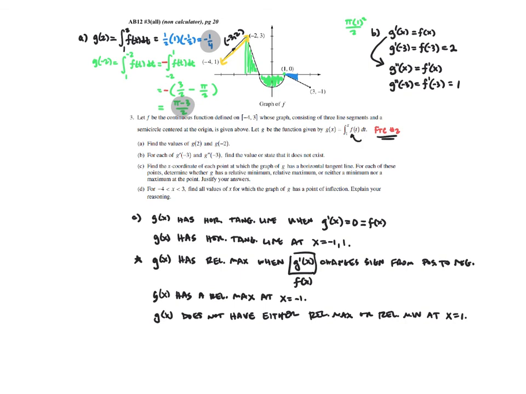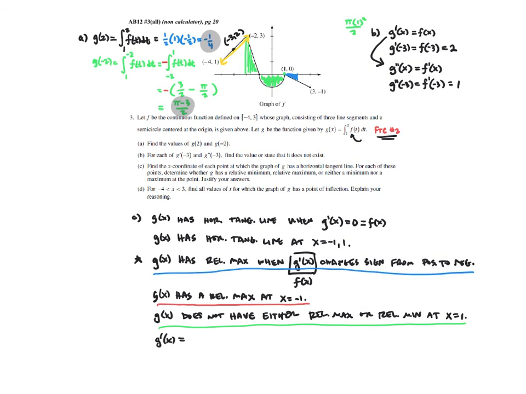Okay, so we've justified our answers. As you look at part C, we've stated that G has a relative max at x equals -1. That's your answer. Your justification for that is everything that we wrote here. So this wasn't just for explanation purposes, it was also for justification. All right, and we should put a justification here: G of x does not have either relative min or relative max at x equals 1. That's our answer, and our justification is because G prime of x, which is equal to f of x, does not change sign at x equals 1.